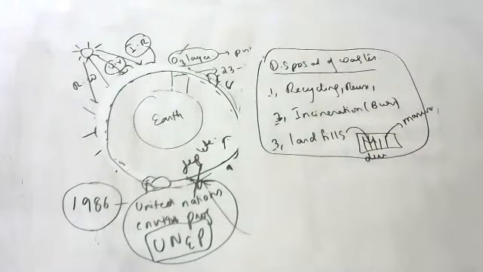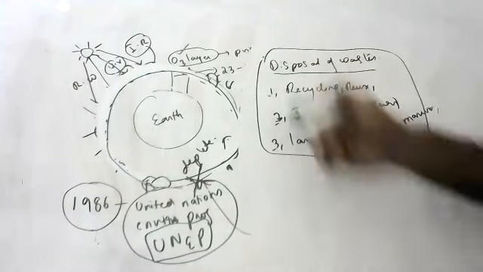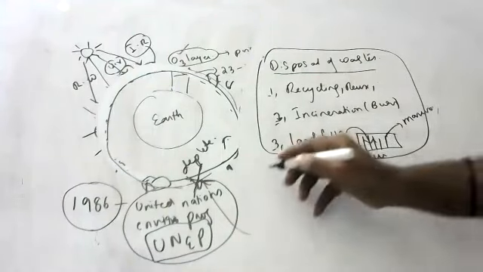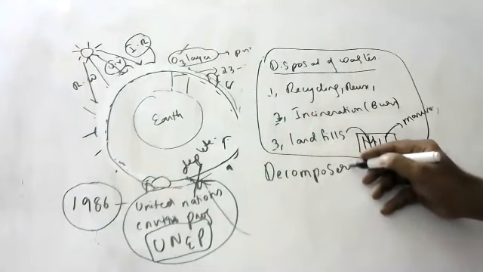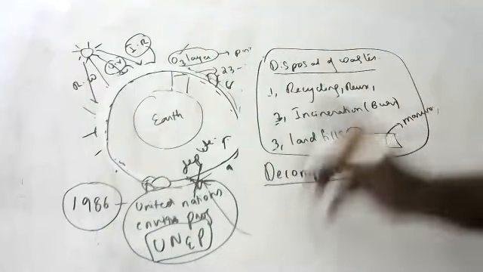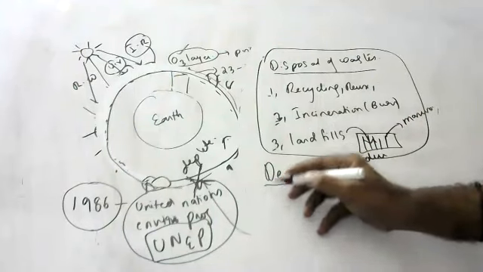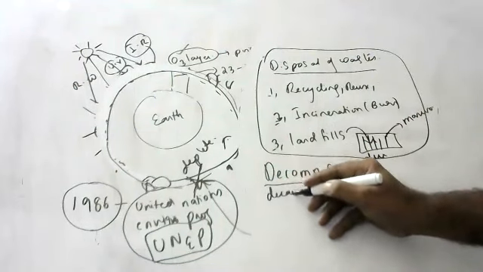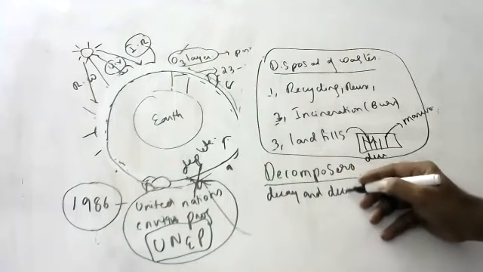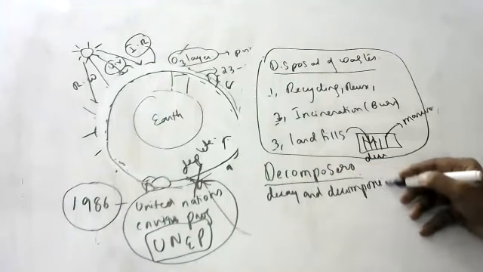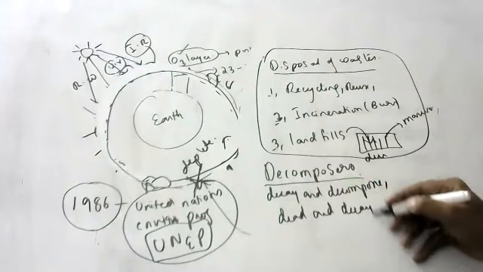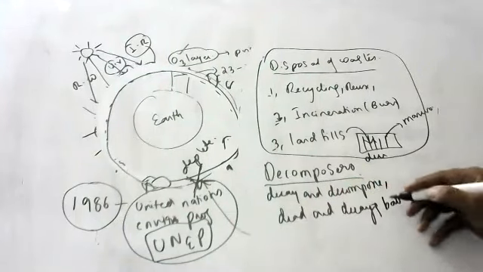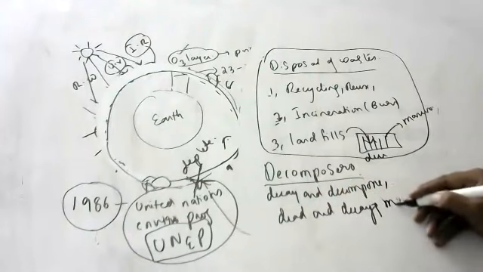1 mark question, 2 mark question: give some examples of waste disposal. You should give them, children. Write about decomposers. They are asking, children. What are decomposers? I already told you, decomposers are the organisms which decay and decompose dead and decaying matter.